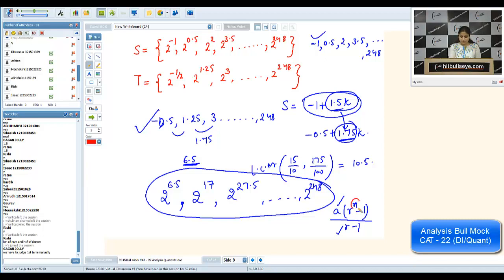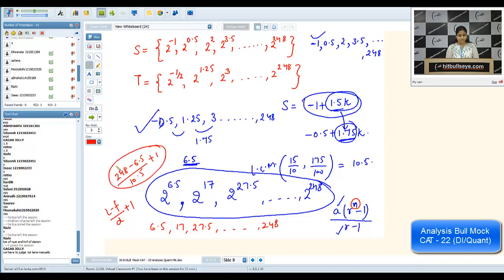Okay, now how to calculate n here? See the powers are 6.5, 17, 27.5, 248. Now this is an AP. How to calculate the number of terms in an AP? That is last term minus first term divided by common difference plus 1. So we will take it as 248 minus 6.5 divided by 10.5 plus 1. That will be the number of terms here. Is it okay now?